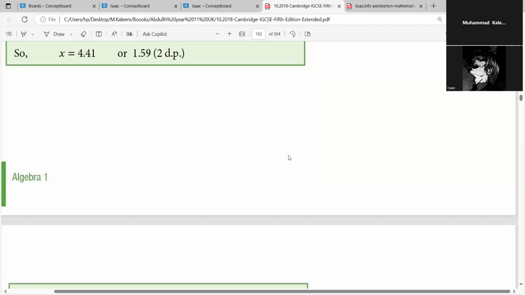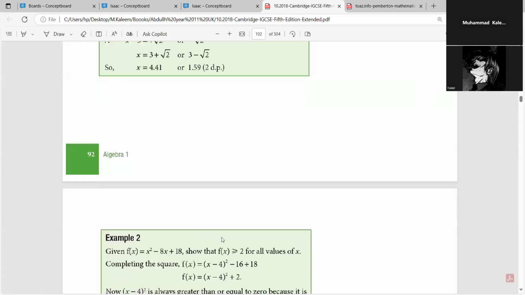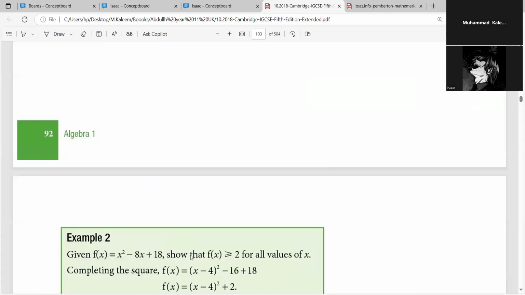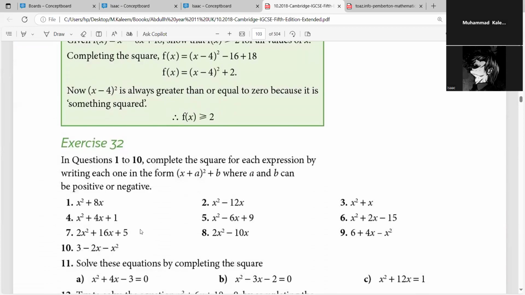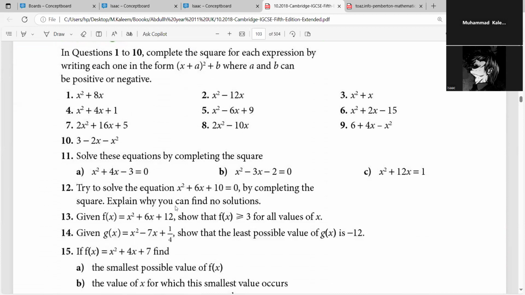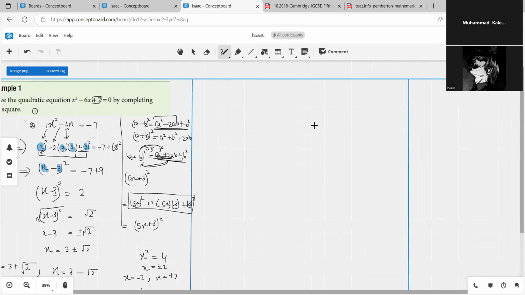Okay, let's practice the next questions. Okay, next we have to practice. Question number 1, complete the square for each expression by writing each one in the form where a and b can be positive or negative. Solve these equations by completing the square. Okay, you have to solve this, or you can pick the question from your book. Do you have a book at this moment? Let me check.